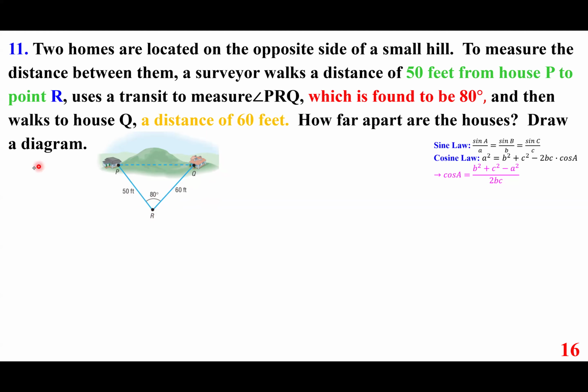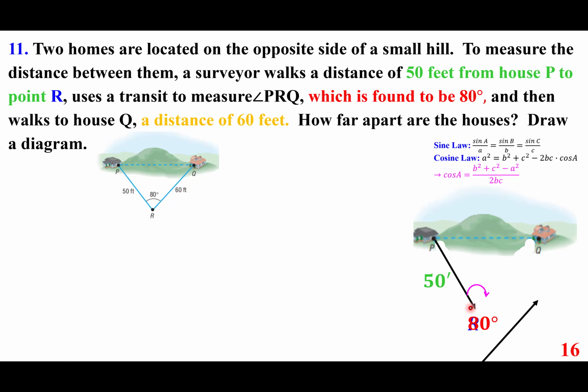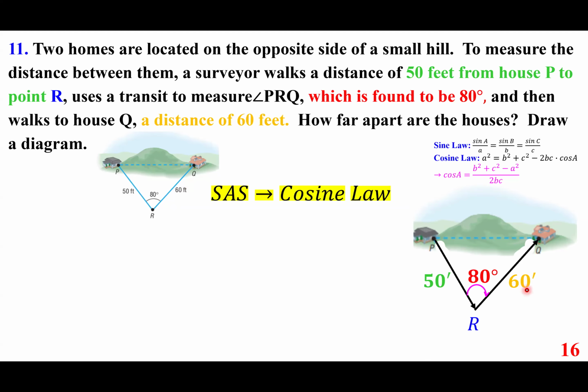Draw a diagram. And again, remind you of the sine law, cosine law, and so on. And I hope you see, we're going to rewrite this in the following manner. If they don't give you that, you should see PQ, moving this way for 50 feet. Let's call it R, moving this way. This makes an angle of 80 degrees, and this is 60 feet. It is side angle side. We use the cosine law, A squared equals B squared plus C squared minus 2BC cosine A.